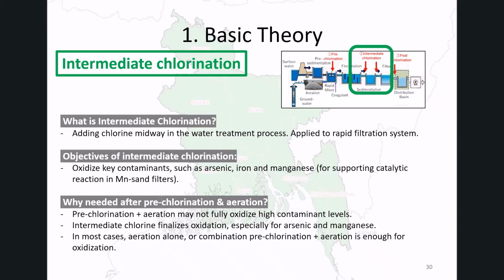Even when pre-chlorination and aeration are applied, they may not completely oxidize high levels of contaminants. Intermediate chlorination ensures that this oxidation process is completed. However, in many cases, aeration alone or pre-chlorination combined with aeration is sufficient. Intermediate chlorination is used when additional support is needed for oxidation.